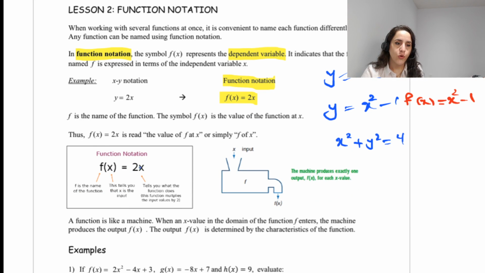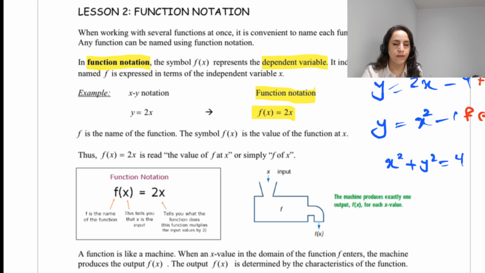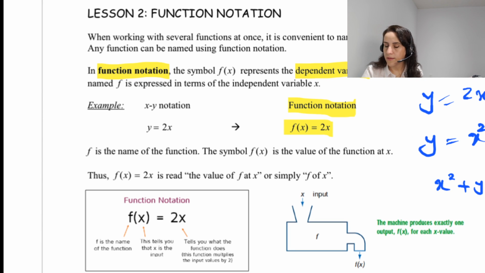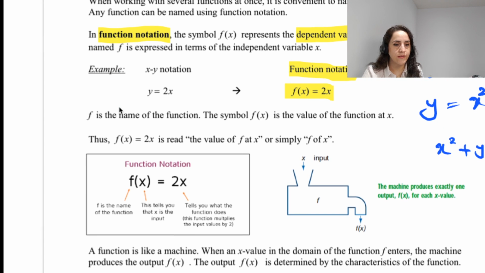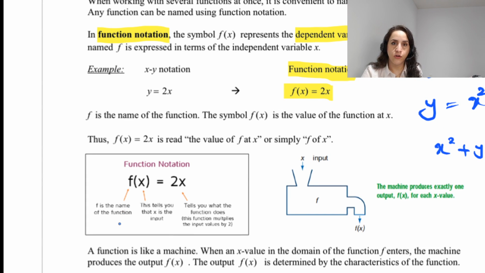Here is function notation. Let me make it a little bit bigger so that you can see. I'm hoping that you can read it right now. F is the name of a function. X tells you that x is the input. And 2x is telling you what the function does. This function is multiplying every input by 2. Every value of x that is going into the function is multiplied by 2.